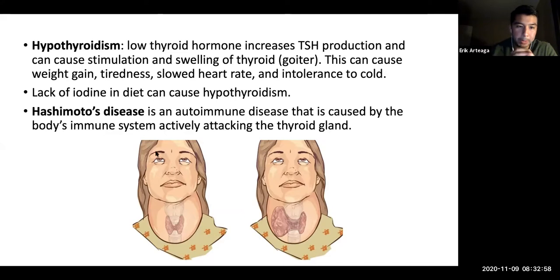Okay. So lack of iodine in a diet can cause hypothyroidism. Again, you can see this manifest as goiter. So this is goiter shown here. So the enlargement of the thyroid. Okay. And again, the thyroid requires iodine to function properly. So lacking iodine in a diet is pretty detrimental to the health of that individual.